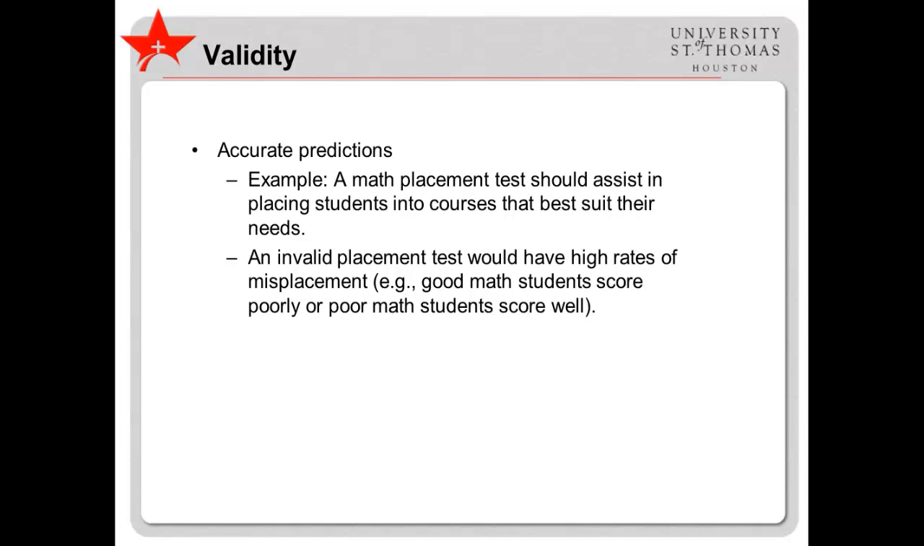Valid measures should also make accurate predictions. For example, a math placement test should assist in placing students into courses that best suit their needs. An invalid placement test would have high rates of misplacement. For example, good math students score poorly, or poor math students score well.